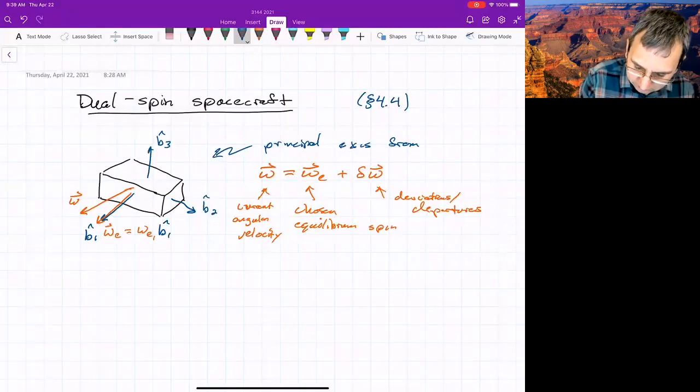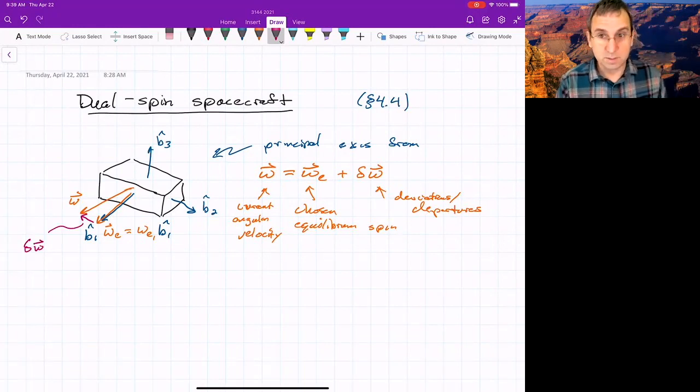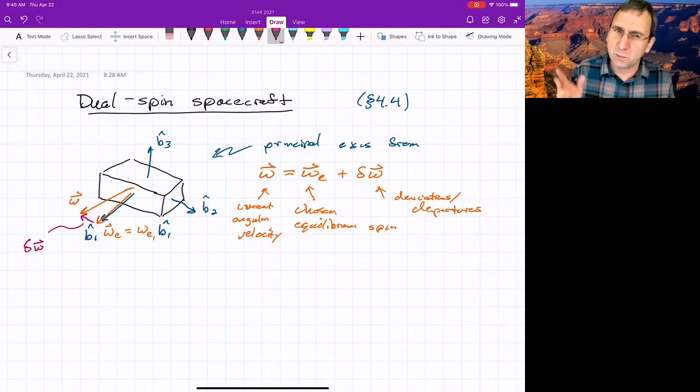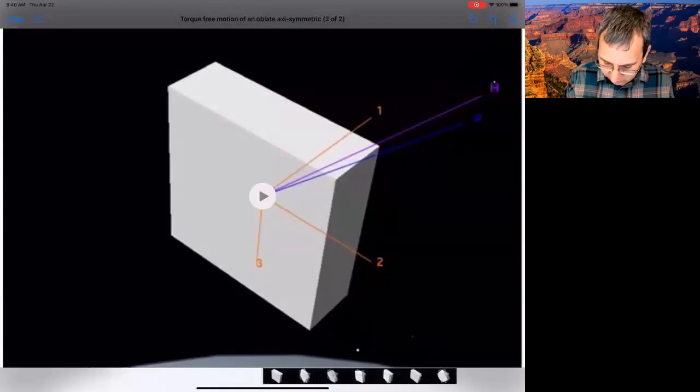And then the little deviations, here's the deviations, because there could be some small deviations. We want to know how those deviations evolve. If they grow, then this is an unstable situation. If they don't grow, so maybe, and the best that we could get is that if we're a little bit off of one of these principal axes, it's just going to sort of rotate around. And that's what we've seen a lot in these videos that I've shown.